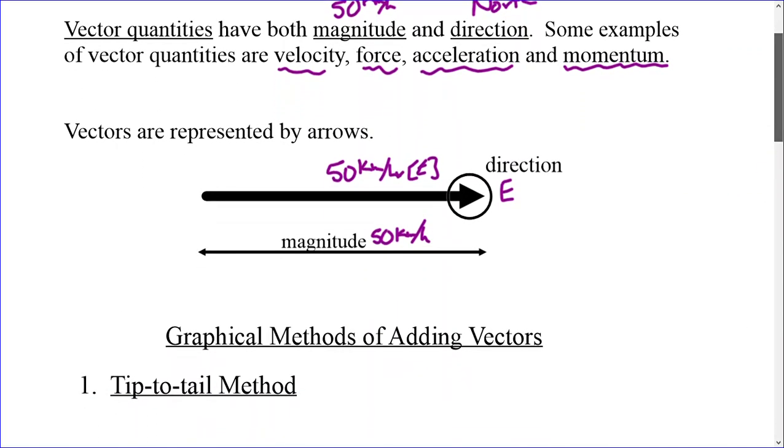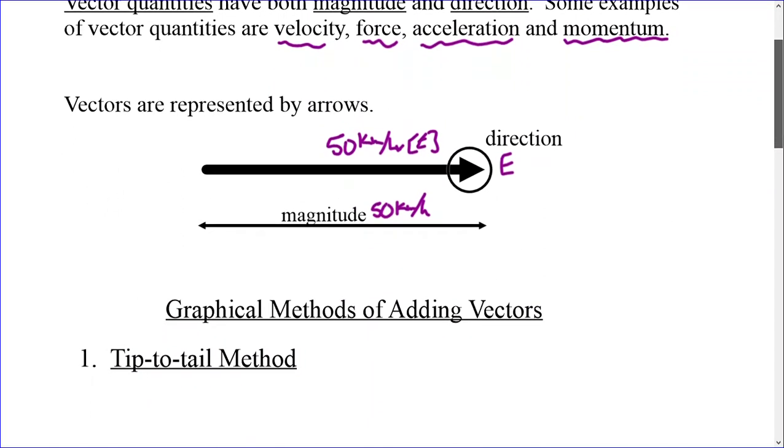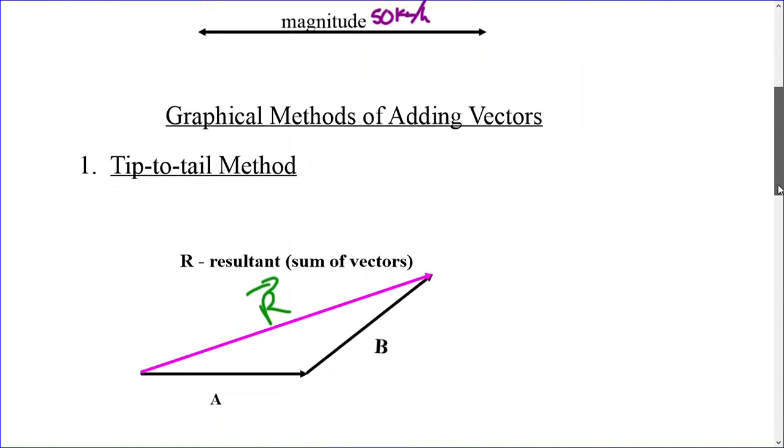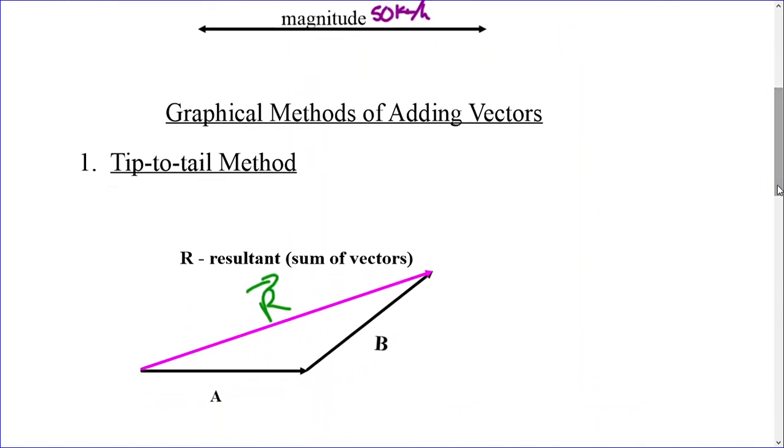Now, graphically, we can add vectors together, and there are a couple of different methods that we're going to go through. The first one is called the tip-to-tail method, and this is actually what was used in the past, maybe when vectors were introduced. We could draw any line, so let's say we have vector A and vector B, and then we have the purple line here that's going to be our answer. Oftentimes we're going to see this R that's here, and R just stands for resultant. It's the answer.